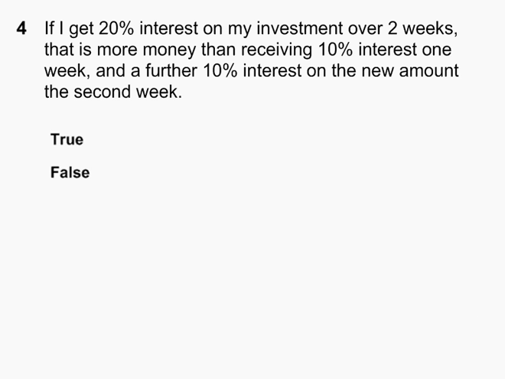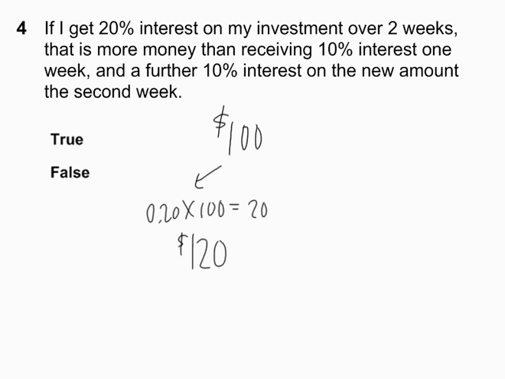Question 4 says, if I get 20% interest on my investment over 2 weeks, so I'm going to put $100 as what I invested. Now, if I just get a straight 20% profit, 20% of $100 means my interest will be $20. So over the course of that 2 weeks, I will end up having $120 if I just get straight up 20% interest over 2 weeks.